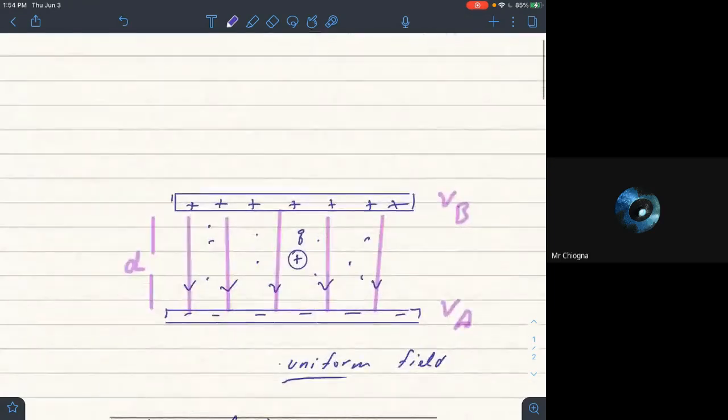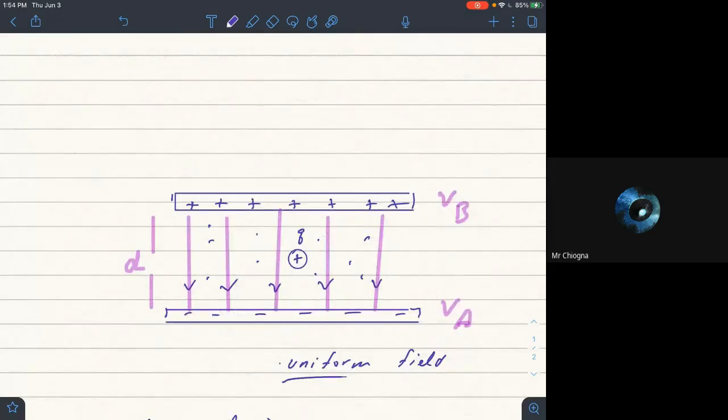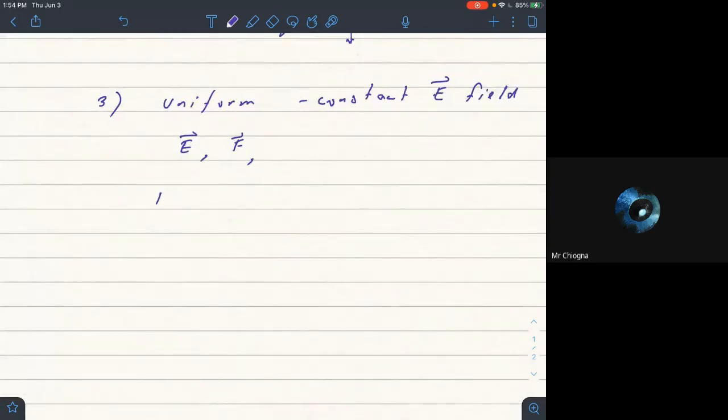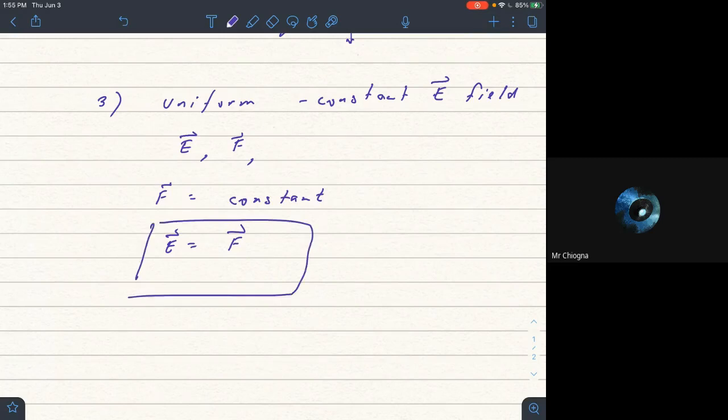So what's the big deal? If the field is constant, that's important because that means the force is constant. I'll write it here. The force is constant. Why? Because E is, write another equation in terms of F for E. Complete that. This is the general equation. This is applicable in any case, whether it's parallel plates or a point charge. Complete that equation.